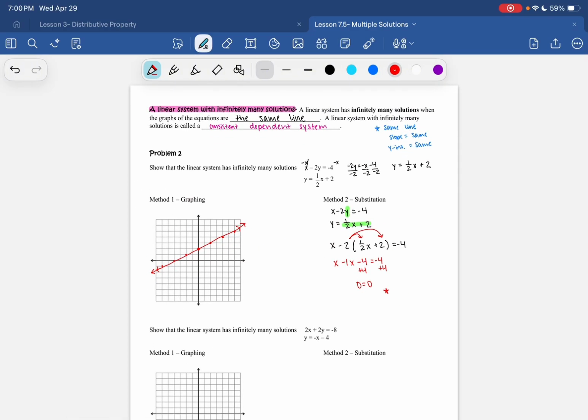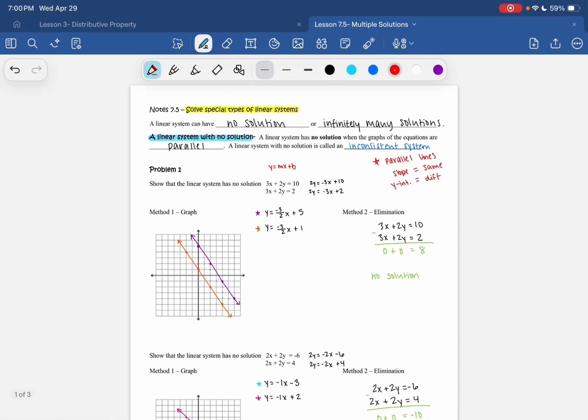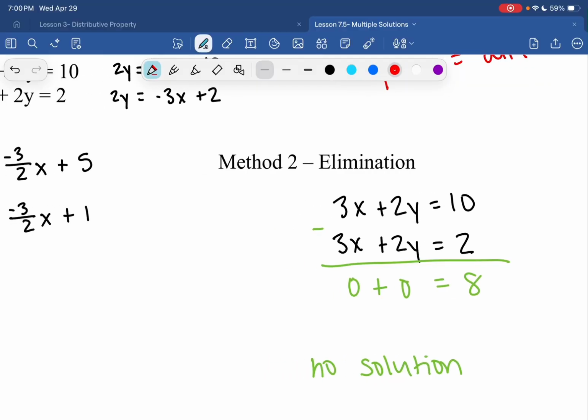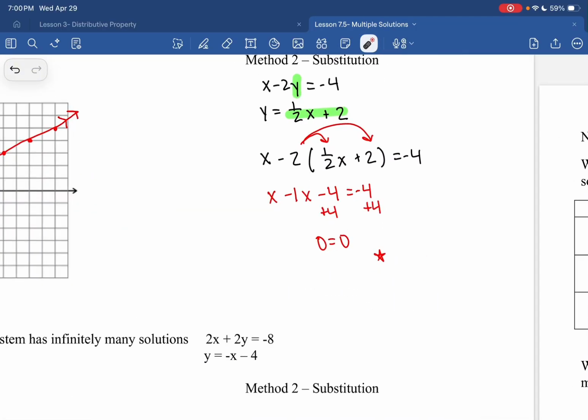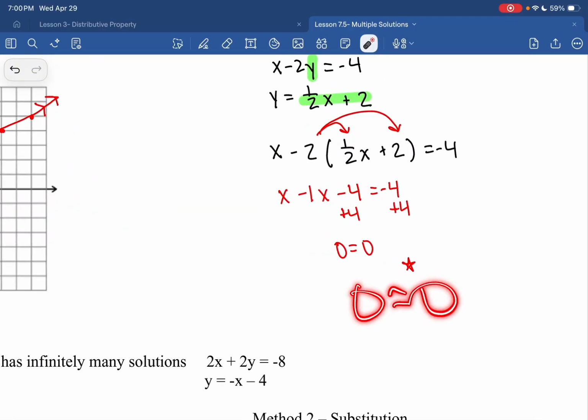Now you're probably thinking, well, Miss Maddie, the other one had 0. Okay, but it had 0 equaling a number, right? It had 0 equaling 8. And that's not okay, right? But this one has 0 equaling 0.